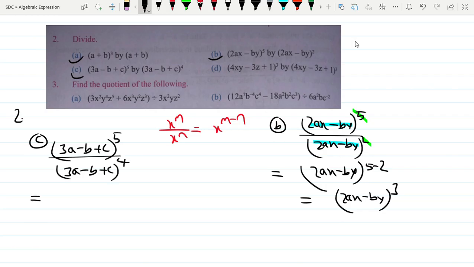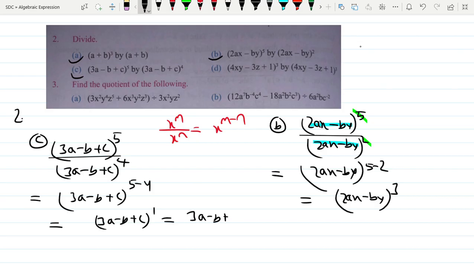As these are getting divided, it is the same thing: you have to subtract the powers. So (3a minus b plus c) whole power 5 minus 4 gives you (3a minus b plus c) power 1, and the 1 is not written. We simply write 3a minus b plus c. This way we can do number c. And now we go for number d.